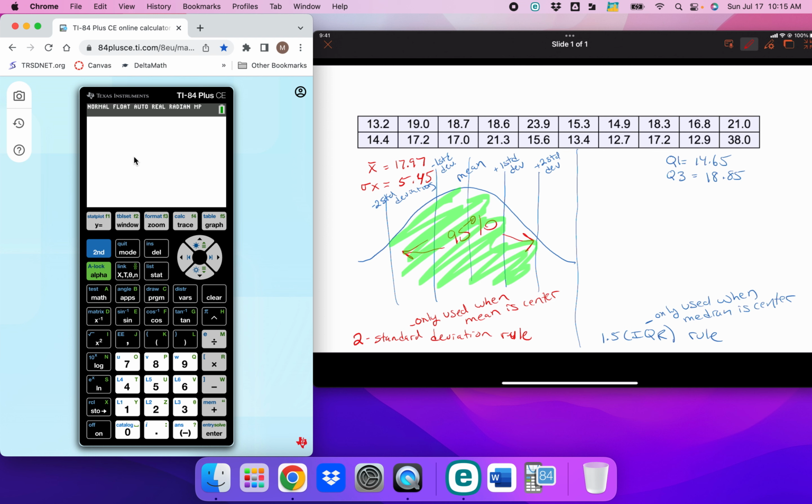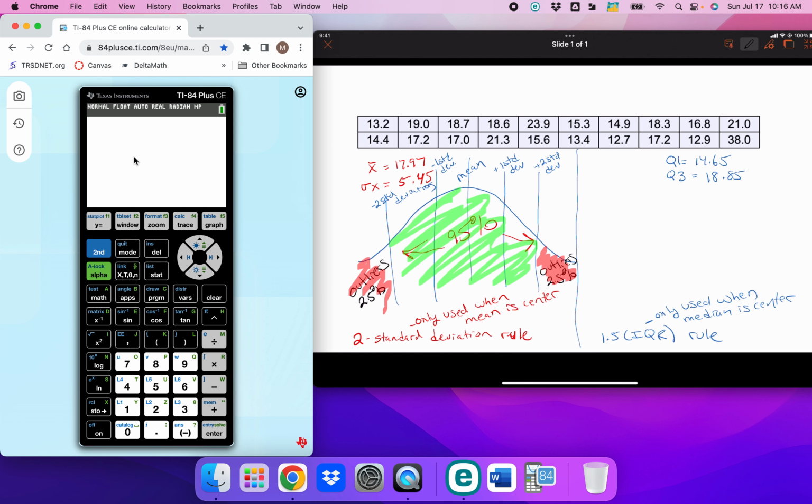So anything in this red zone over here and red zone over here, these are outliers. Anything outside of 2 standard deviations away from the mean are outliers. This 2.5% here and this 2.5% up here, these are outliers. Anything more than 2 standard deviations away from the mean.